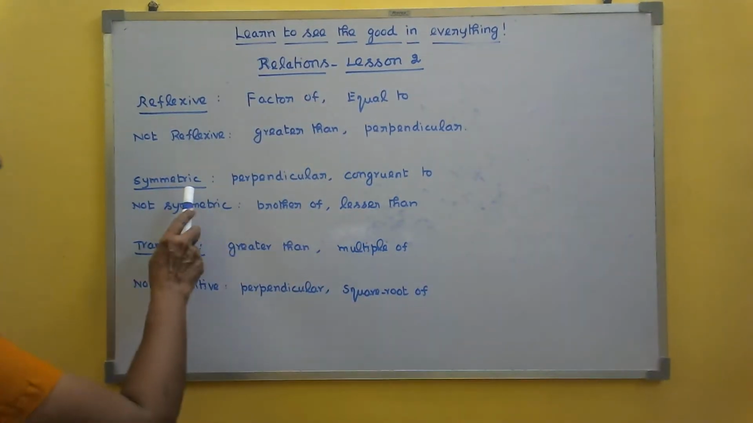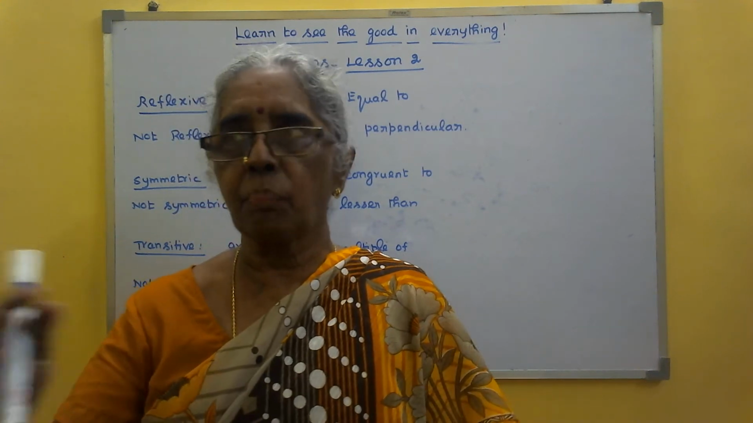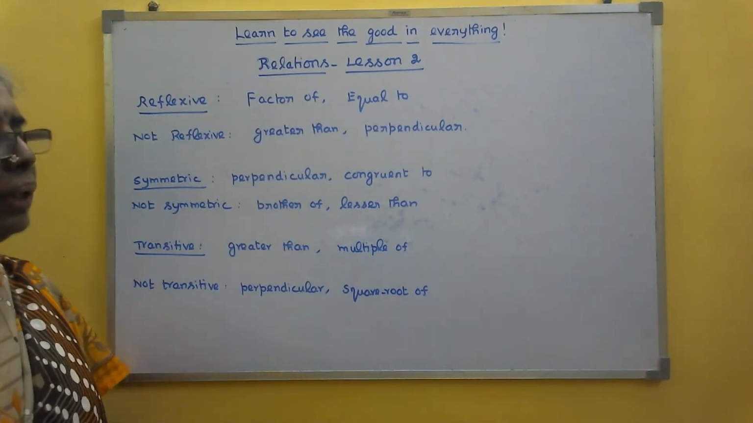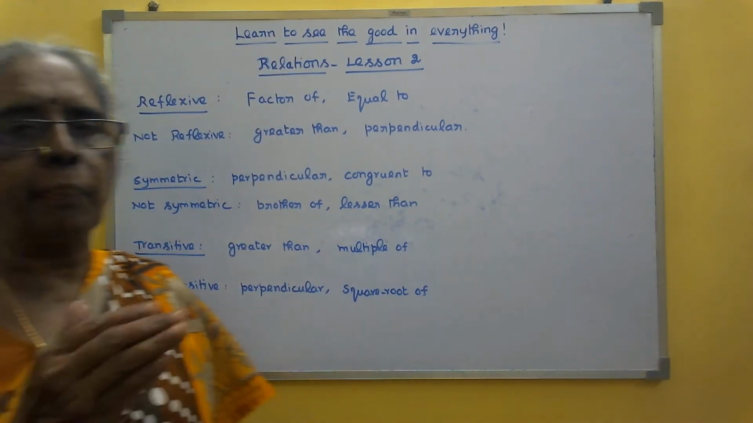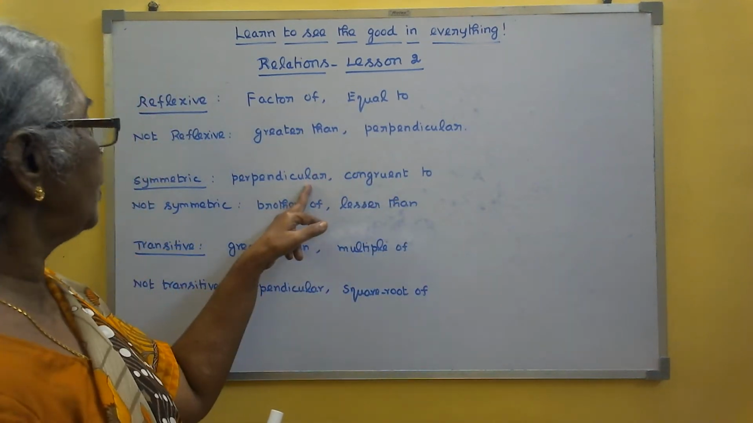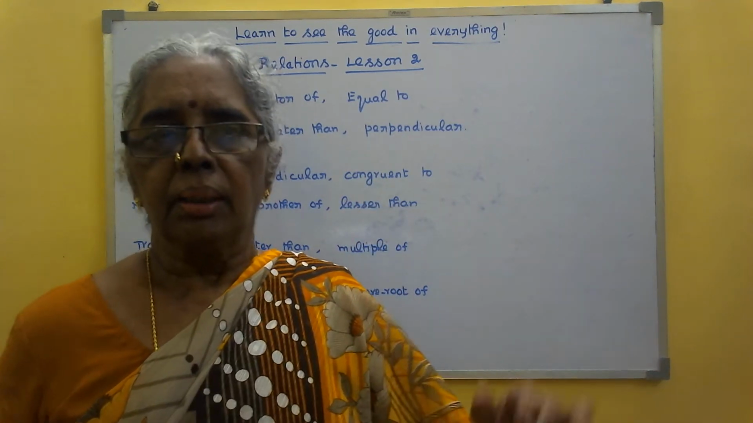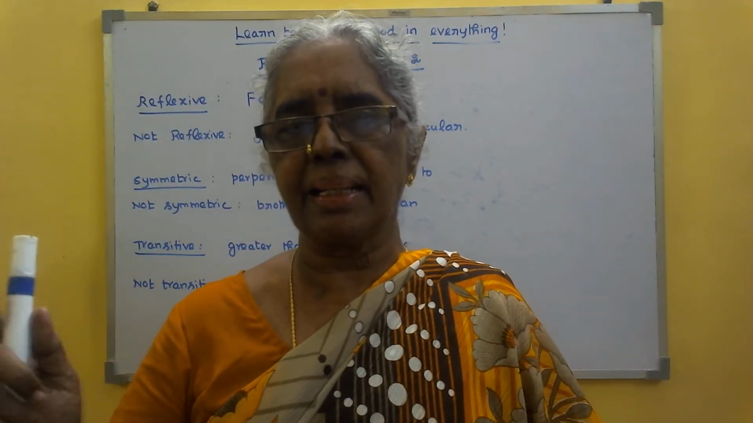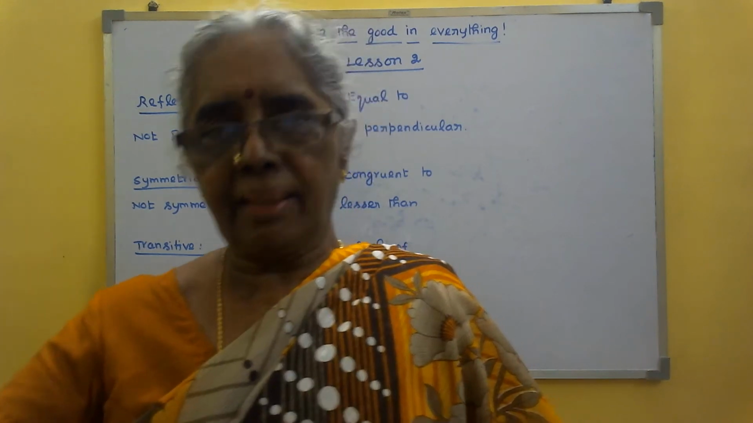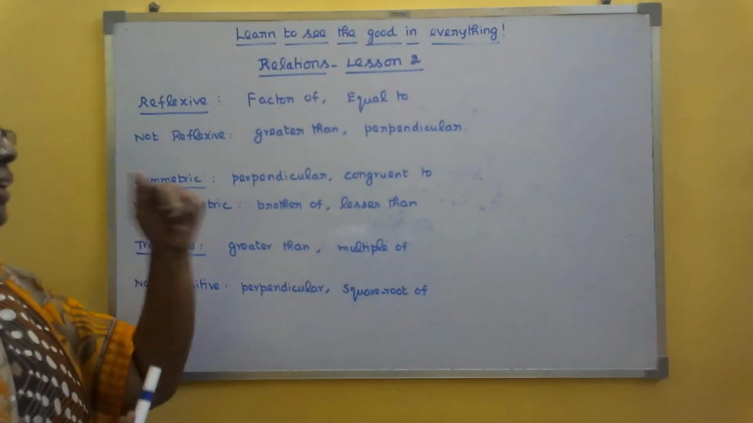Okay. Then let us come to symmetric. What is symmetric relation? If A is related to B, that implies B is related to A. We call that relation as symmetric. You consider perpendicular. If a line AB is perpendicular to a line CD, you know CD will be also perpendicular to AB. So, perpendicular is a relation which is symmetric. You consider congruent to. Let us take 2 triangles, ABC and DEF. If triangle ABC is congruent to triangle DEF, definitely triangle DEF is congruent to triangle ABC. So, that is symmetric relation.